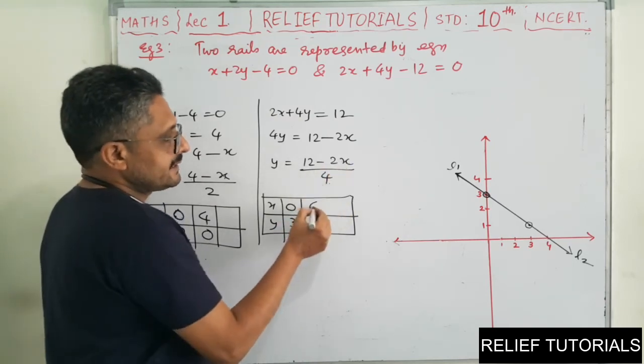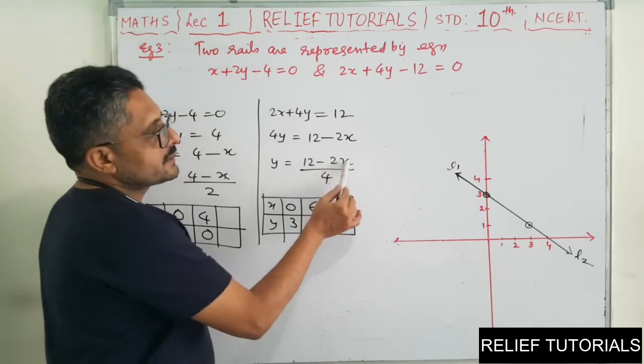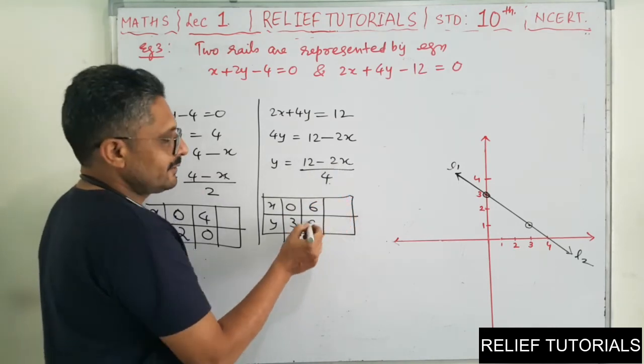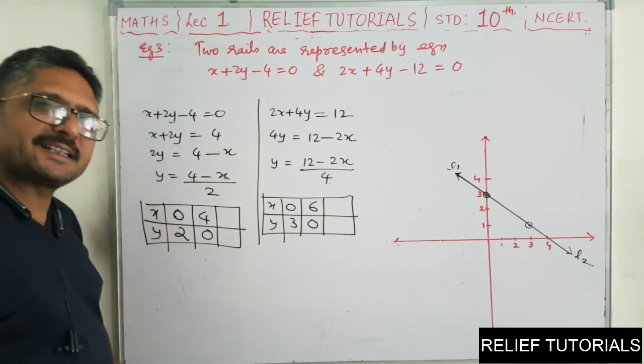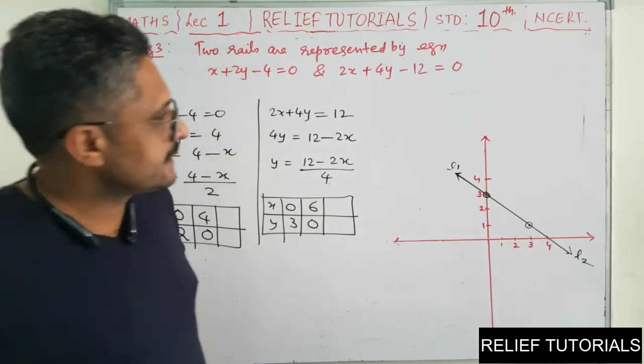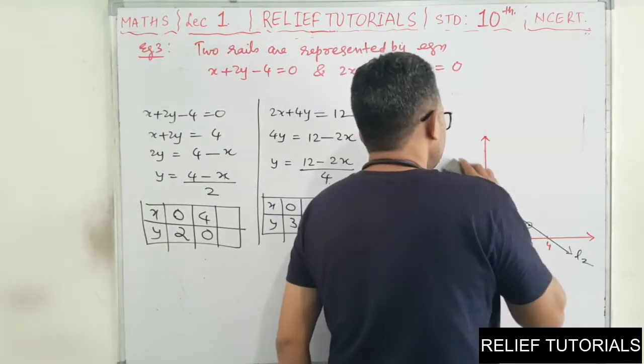I take x 6. See, 2 sixes are 12, 12 minus 12, 0. So in such a way I have taken one coordinate as 0. Okay, never mind. We'll just draw this, we'll represent it graphically.